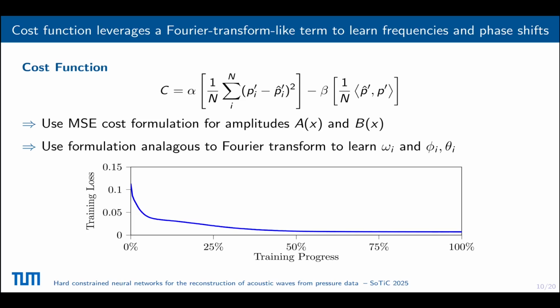Why do we need to do this? The problem is whenever you use harmonic activation functions, it can be shown that your network is super prone to getting stuck in local minima just due to the nature of the periodicity of these harmonic activation functions. And to avoid that, we use this Fourier-like transform, which clearly favors when the network hits the correct frequency and phase shift.